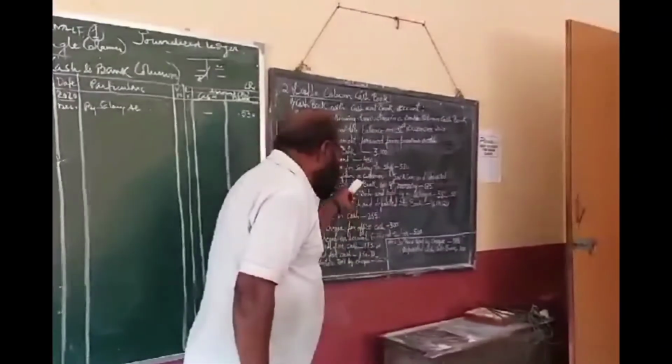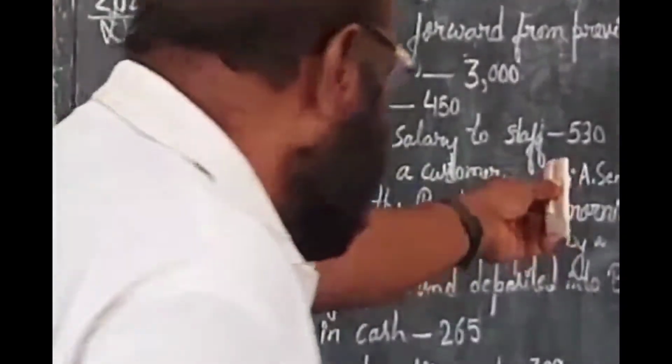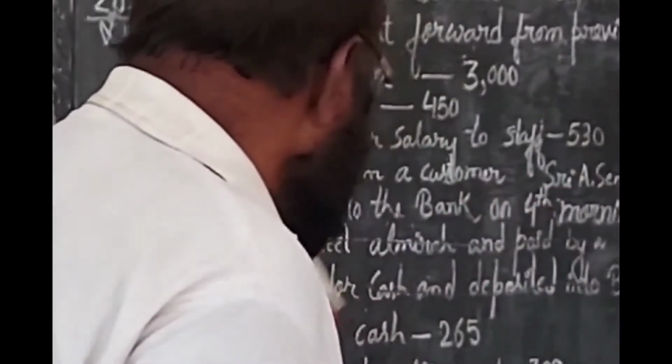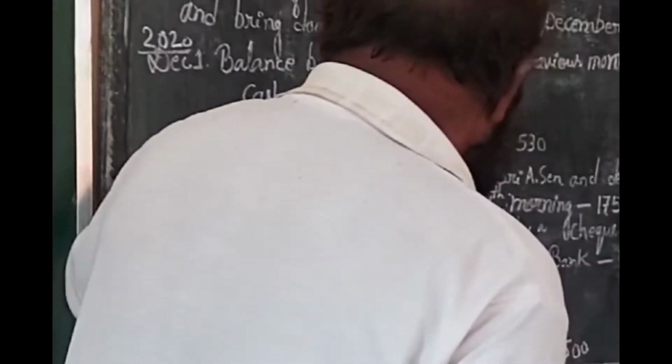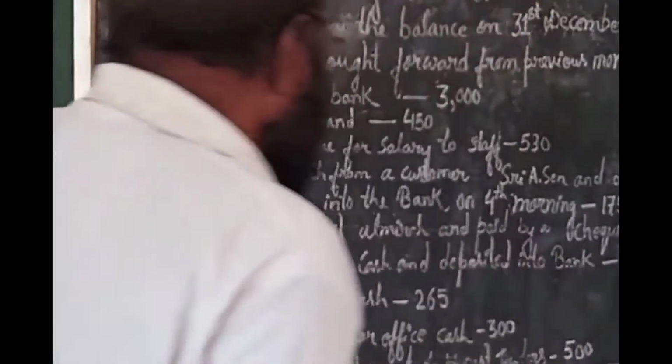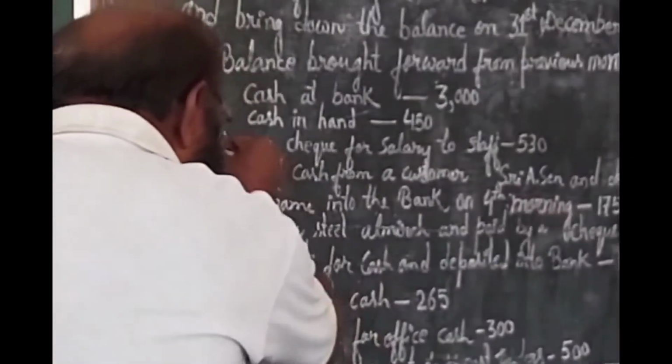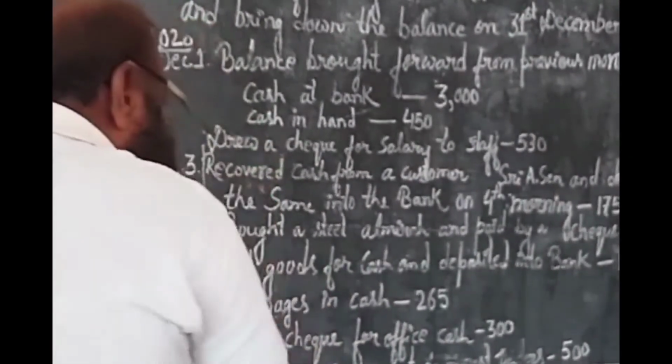Received cash from a customer, Mr. A. Shen, and deposited the same into the bank on the 4th morning. So there are two things. Try to understand this problem properly.